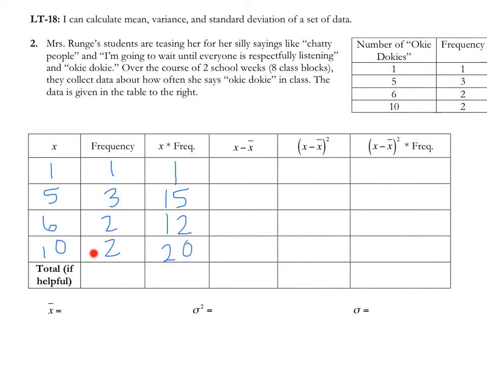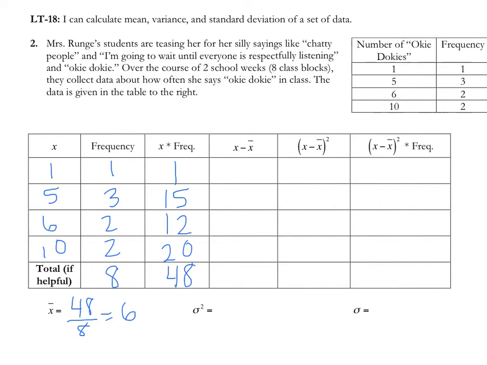Now, the sum of the frequencies tells you how many data points there are in total. So let's find each of these totals. If we add up this column, we get that we have 8 different data points. And if we add up this column here, we're going to end up having 48. So to find the mean, we're going to take this sum and divide by the number of data points that there are, which is 8. So we get 48 over 8, which is 6.